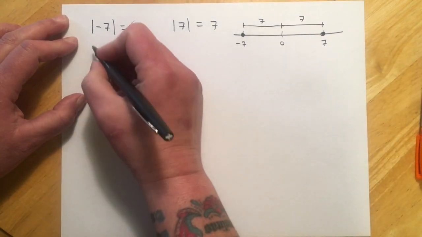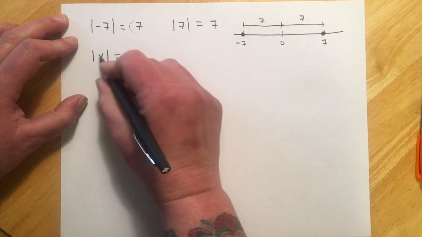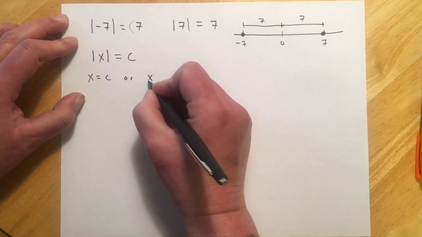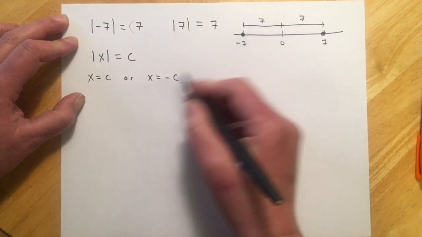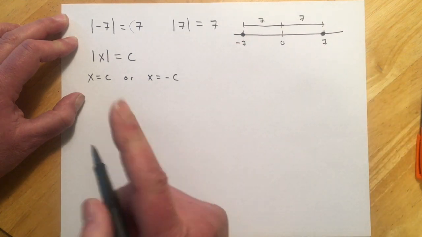So if I kind of generalize that, I can say the absolute value of x equals c. To figure out what this is, x is either going to equal c or x is going to equal -c. And so that's kind of what we're seeing here at the -7 and the 7.